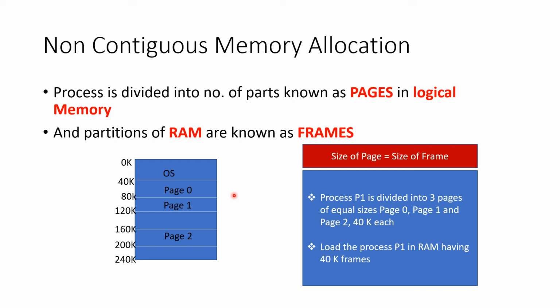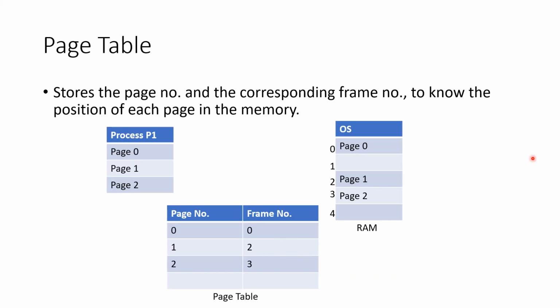So the solution for this problem is the page table. This page table stores the page number and the corresponding frame number to know the position of each page in the memory. Suppose this process P1 is divided into three pages, page 0, page 1 and page 2, and this is the structure of RAM where we have loaded these pages. So in frame 0 we have loaded page 0, in frame 2 we have loaded page 1, in frame 3 we have loaded page 2.